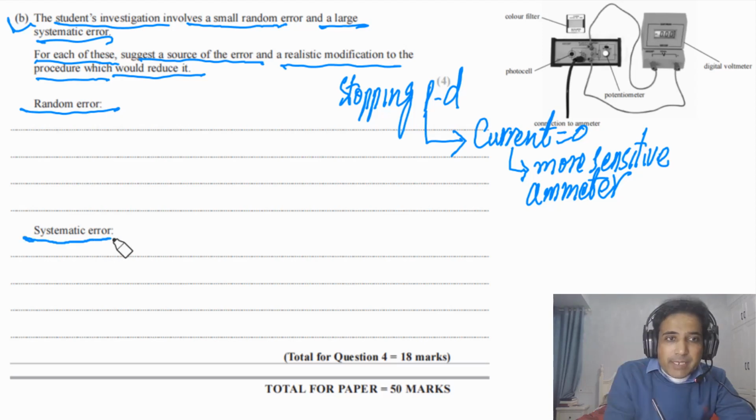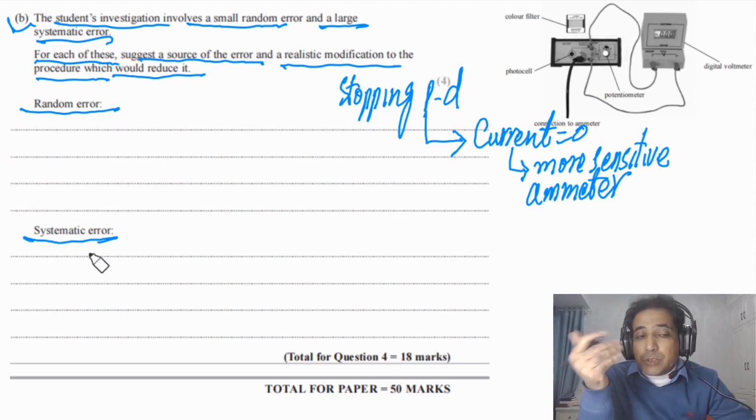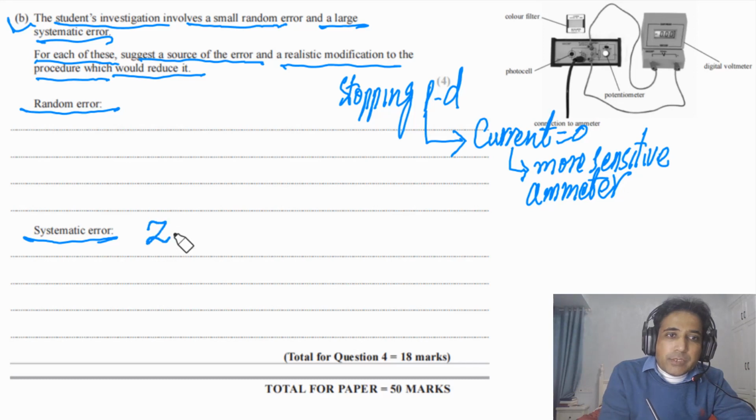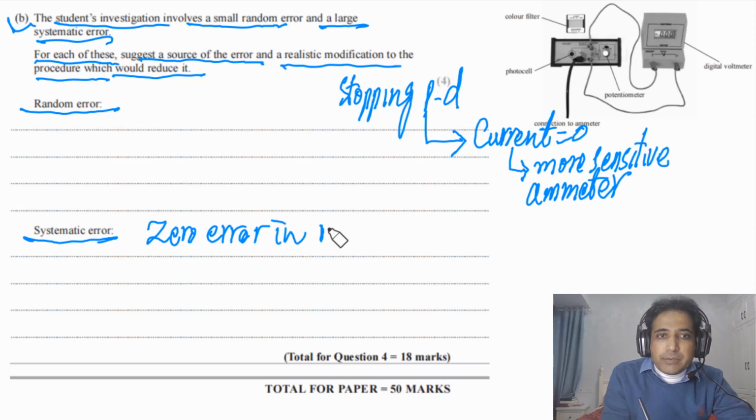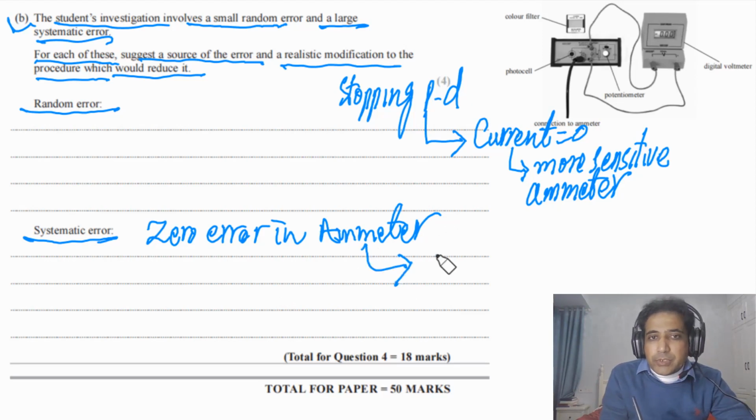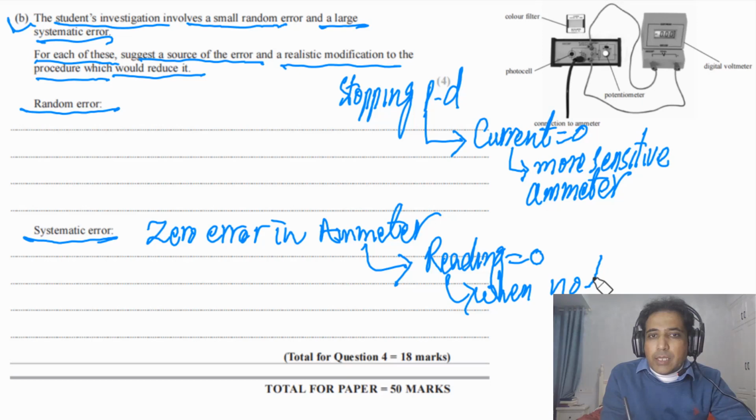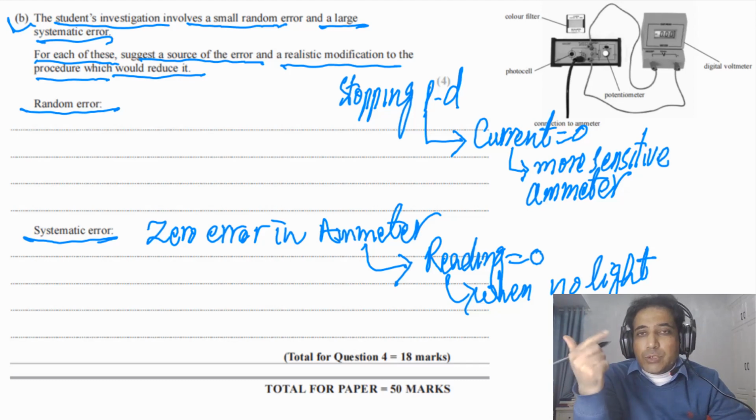And the systematic error can be due to zero error. So this one can be due to zero error in the ammeter. We need to check that the ammeter reading has to be equal to 0. So we can say the ammeter reading has to be equal to 0 when no light is shining on the photo cell. So these 2 points we can mention.